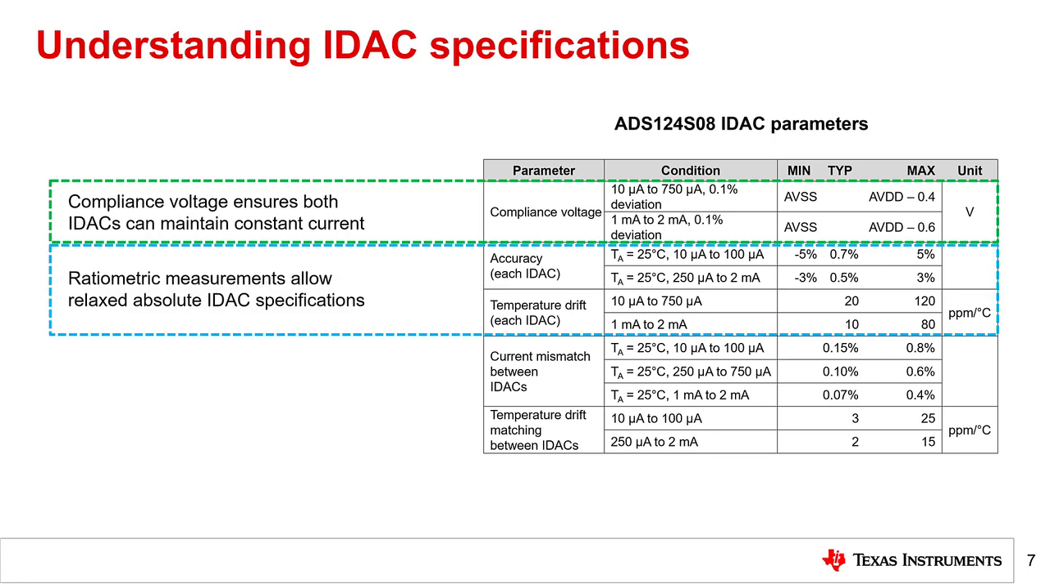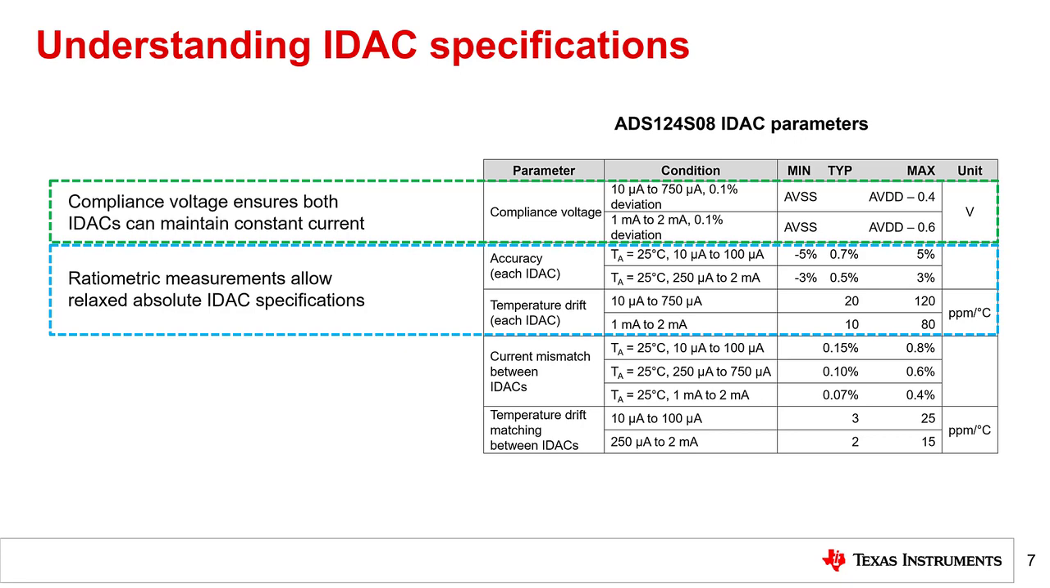The next set of parameters specify the absolute performance of each IDAC. For example, the accuracy specification says that the 100 microamp output current setting can have a maximum variation of plus or minus 5%. In other words, the actual output current can be anywhere from 95 microamps to 105 microamps. Note that there are different specifications for different output current ranges. Similarly, each IDAC is subject to temperature drift.